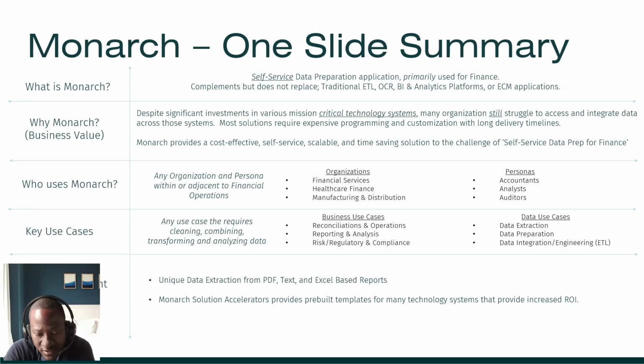Now, why is Monarch different? Let's face it, a lot of the stuff we've talked about here, there are many applications that can do it. These two bullet points drive home the differentiation. The differentiation is its unique ability to extract data from PDF, text, and Excel-based reports that come out of these different systems or third-party reports.